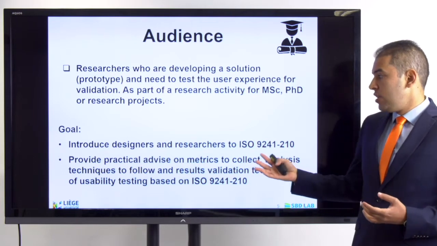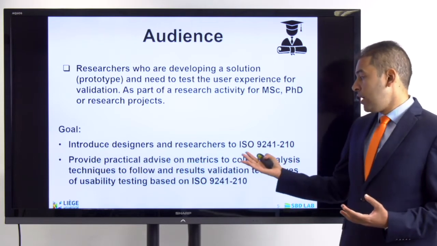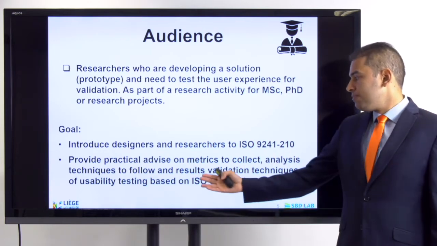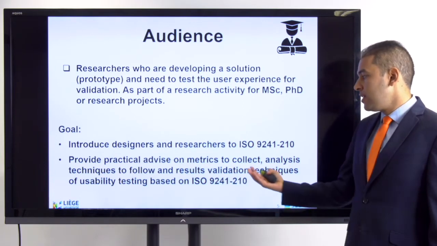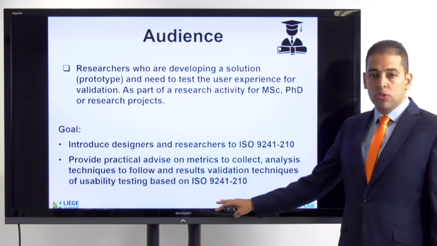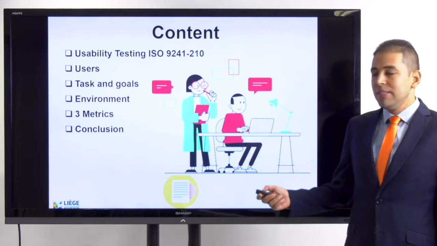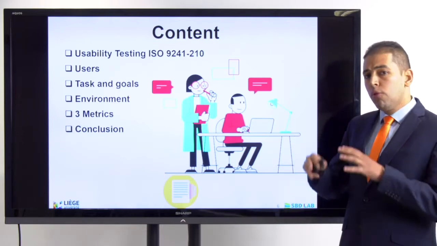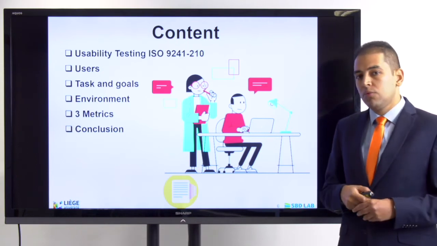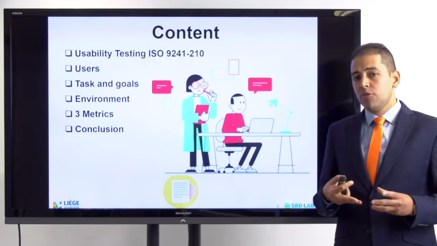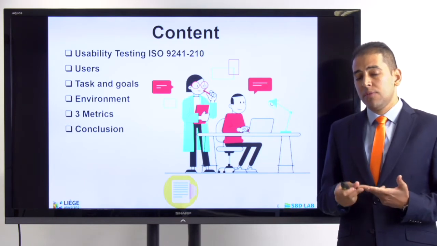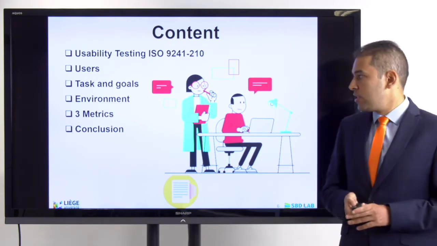The goal of the presentation is to introduce designers to research and researchers to the ISO 9241-210, provide practical advice on metrics to collect, analysis techniques to follow, and results validation techniques of usability testing based on this ISO standard. Now, what will be the content of the presentation? I'm going to talk about the overall structure of the ISO standard, how users are defined, the tasks and goals that will be measured for usability, what will be the environment, and then the 3 famous metrics: efficiency, effectiveness and satisfaction, and finally wrap up with a conclusion.